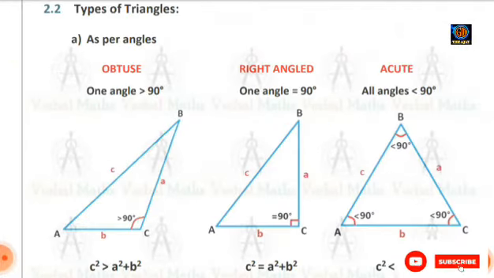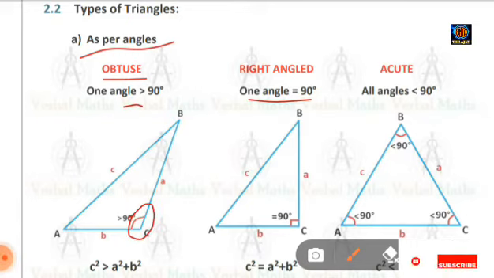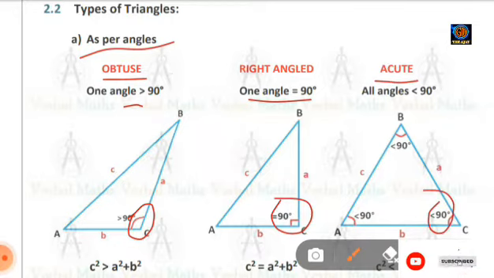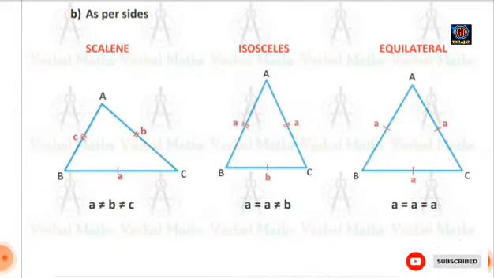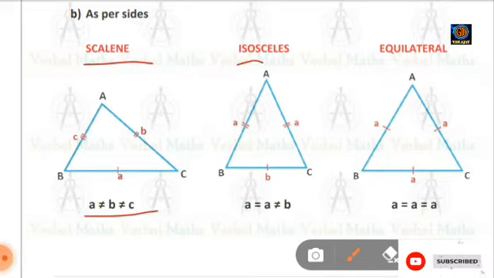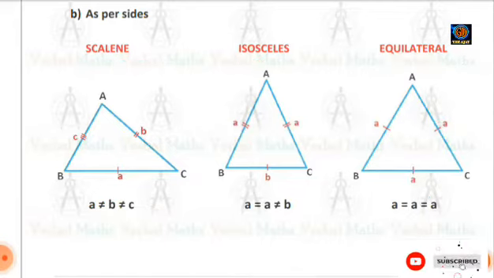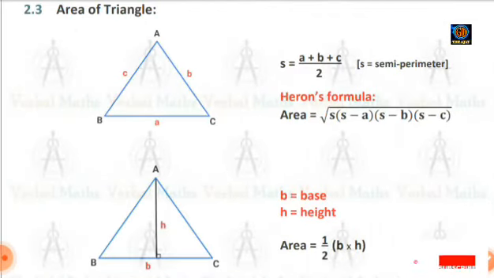Basic thing, types of triangles as per the angles: acute, which is less than 90 degrees, right angle, exactly 90 degrees, and obtuse, greater than 90 degrees. So these are the properties which you can see here. As per the sides: scalene, all three sides are different; isosceles, two sides are equal; and equilateral, all three sides are equal. One by one we will talk over these.